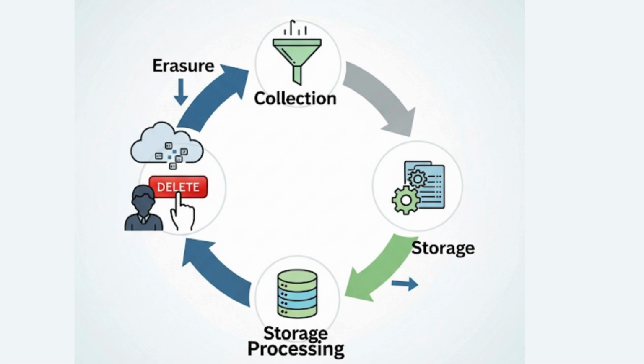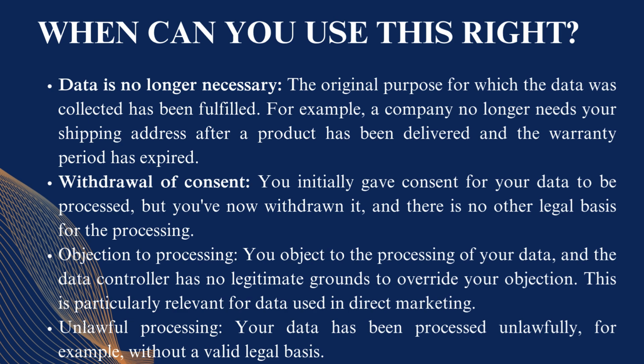So let's look at the six primary scenarios where a data controller must comply with your request. Keep these in mind as they form the legal basis for your request. First, the purpose is fulfilled. You bought a product, the warranty is over, and they no longer need your shipping address. The necessity is gone. Second is withdrawing consent. You gave consent for a newsletter, but now you have withdrawn it, so there's no legal basis for them to hold your email.